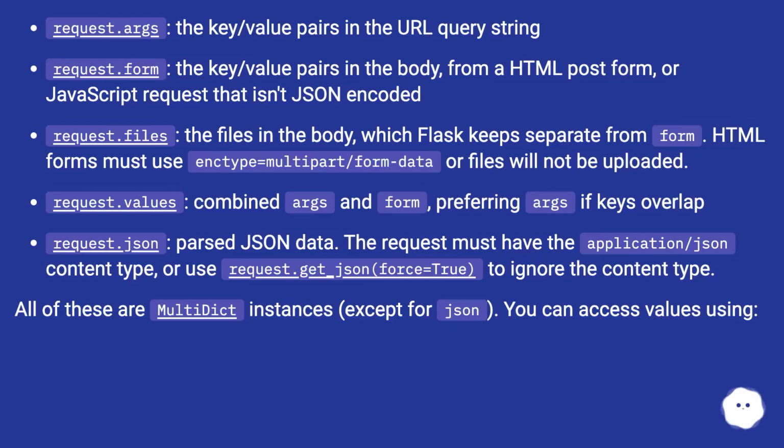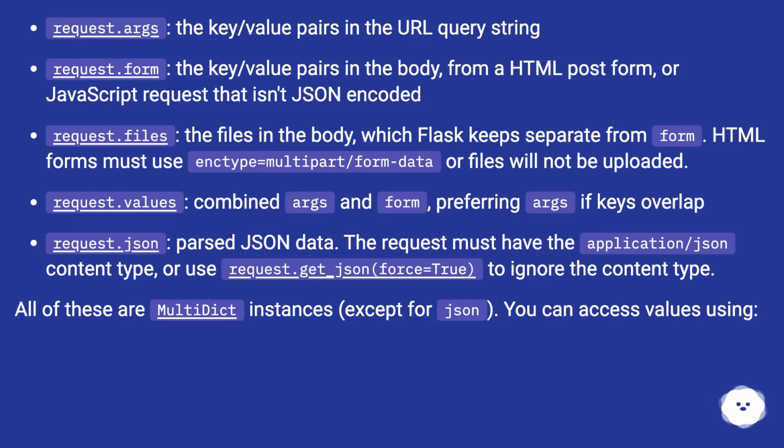Request.values: combines args and form, preferring args if keys overlap. Request.json: parsed JSON data. The request must have the application/json content type, or use request.get_json(force=True) to ignore the content type. All of these are MultiDict instances, except for JSON.